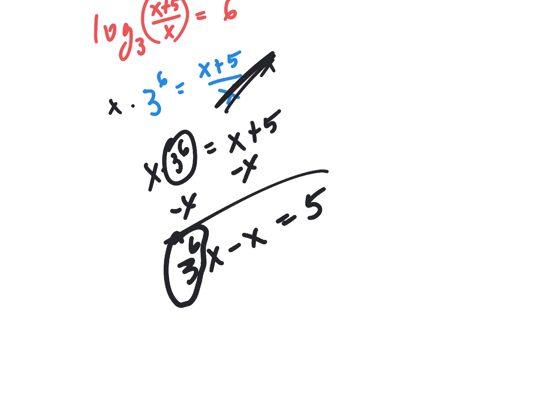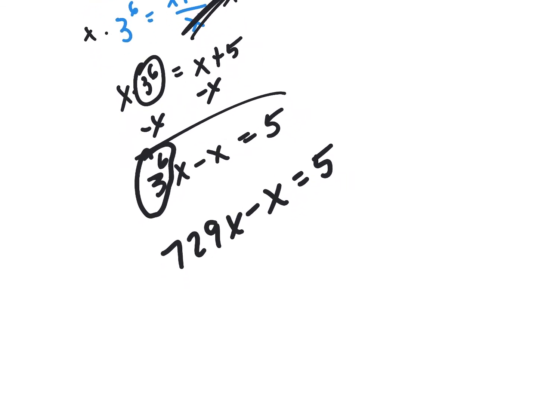What is 3 to the 6th? Somebody figured out? Yep. 729. 729x minus an x is equal to 5. You'd be amazed at how many kids think the x disappears here. No. 729 minus 1. So it'd be 728x is equal to 5. And then you just divide both sides by 728.